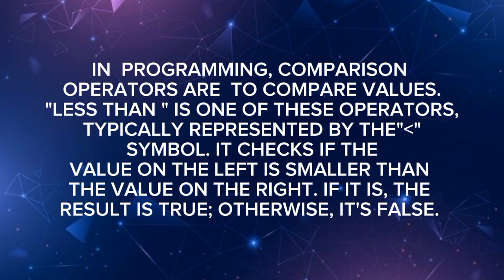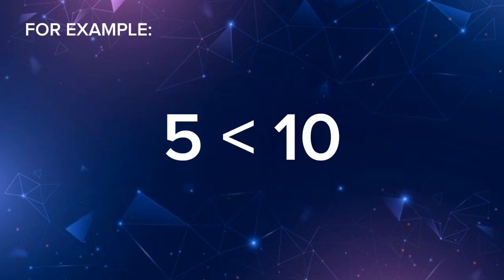So now I will discuss the less than. So what is less than? In programming, comparison operators are used to compare values. Less than is one of these operators, typically represented by the symbol <. It checks if the value on the left is smaller than the value on the right. If it is, the result is true. Otherwise, it's false. For example, in the expression 5 < 10, it's asking whether 5 is less than 10, which is true, so the result would be true.